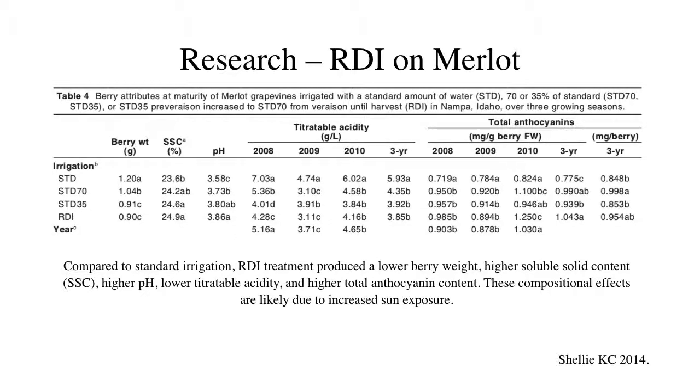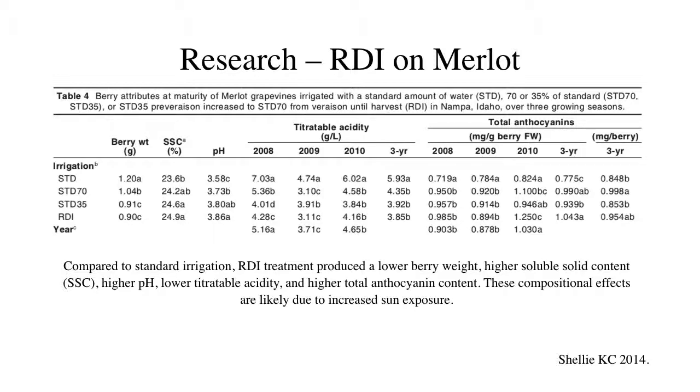The same study also looked at chemical parameters besides just grape physiological parameters. The investigators found that compared to standard irrigation, RDI treatment produced a lower berry weight, higher soluble solid content, which can be correlated with sugar levels or Brix, higher pH, lower titratable acidity, and higher total anthocyanin content.